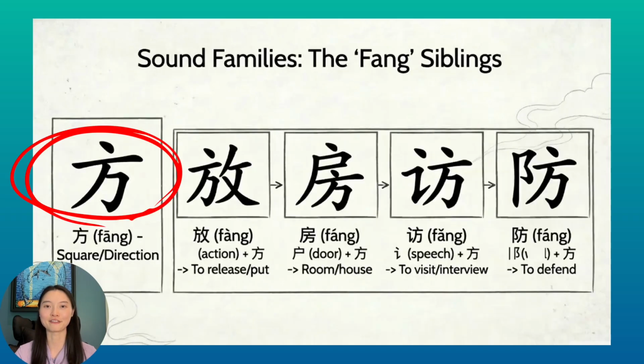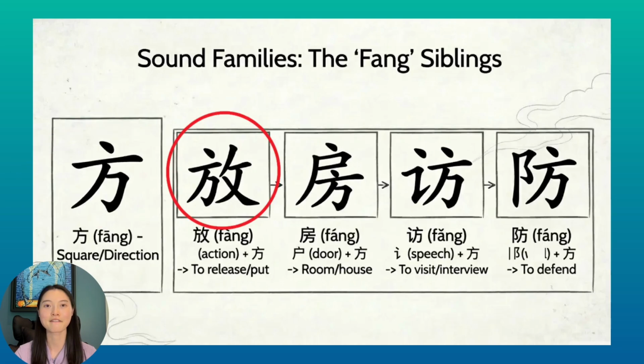Family 3, the fang siblings. Sound component, fāng, direction. Fàng, to put, to release. The right side is the action component. 方 gives the sound. 放假, to have a holiday. And notice something interesting. In this character, the sound component is on the left. Remember that. It will matter in a few minutes. 房, room, house. Door plus 方. 房间, room.